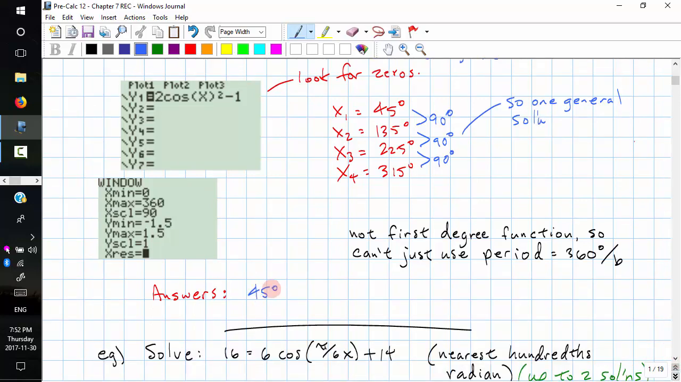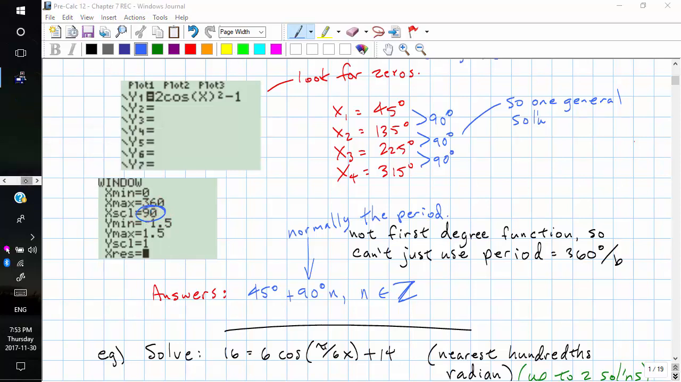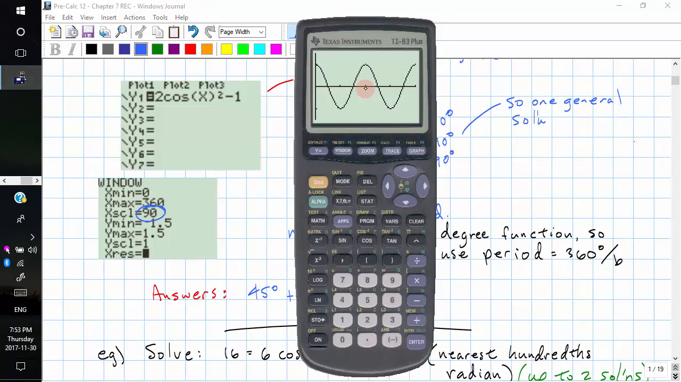And we have 45 degrees plus 90 degrees n, where n is an integer. This is normally the period. One thing you might want to look at here is we have 90 degrees for our x scale. If we look at our graph, this is 90 degrees, this is 90 degrees, 90 degrees, 90 degrees. So it makes it easier to tell what quadrant our answers are in when we use 90 if we're in degree mode.